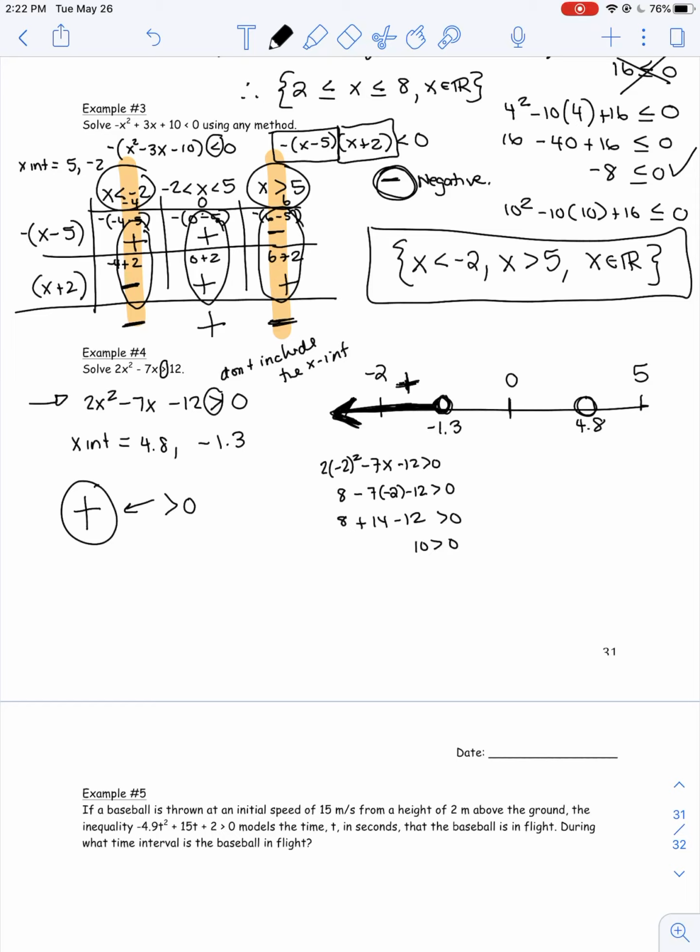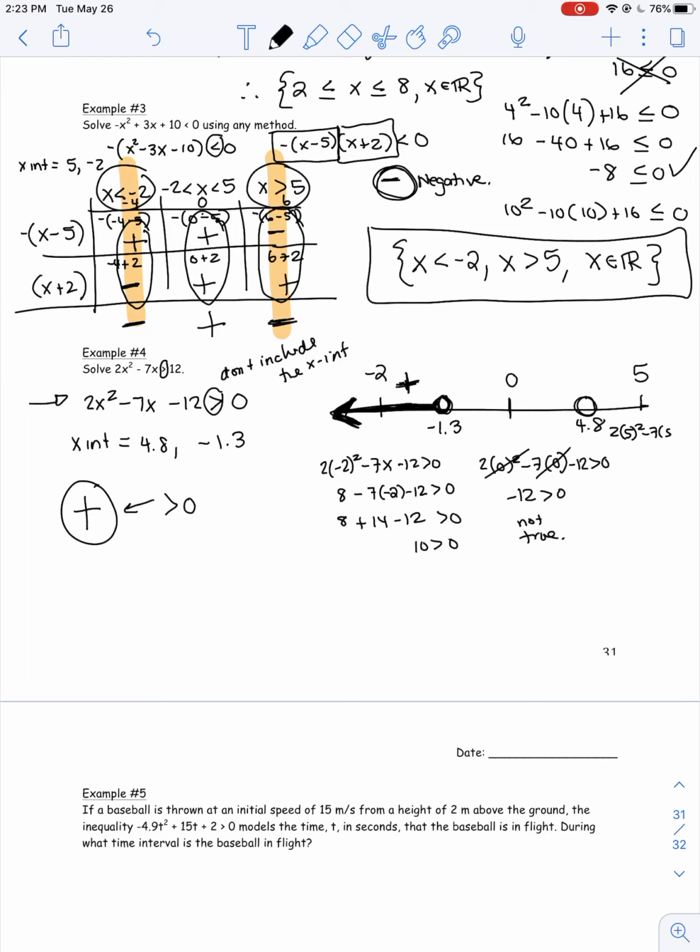So I want to put an arrow on this end right here to say that it's going to be less than -1.3 so far from what I found. Now let's test out 0. 2 times 0 squared minus 7 times 0 minus 12. Is it greater than 0? This is 0, this is 0. -12 is not greater than 0. This is not true. So I do not underline or use the region between negative 1.3 and 4.8.